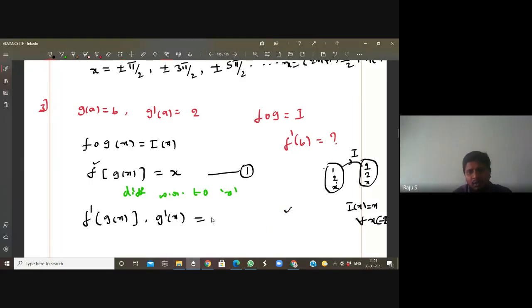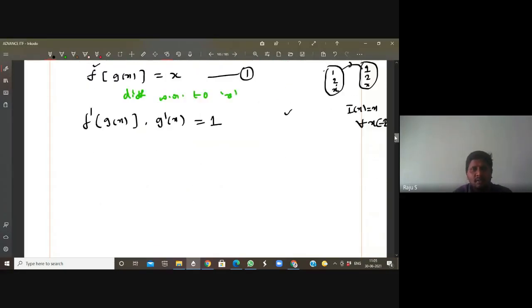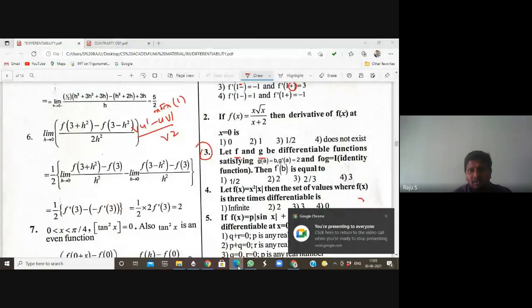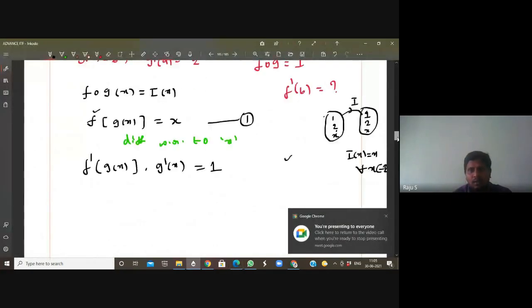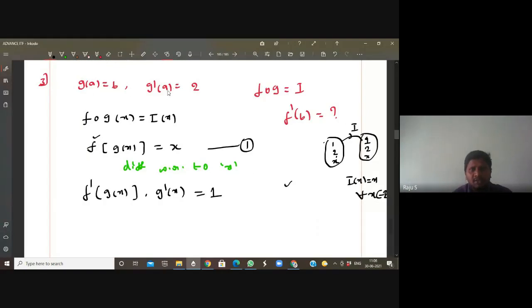This is equal to what? X derivative is 1, right side. LHS derivative is f dash g of x. Now we don't know g of x value, g dash of x value, but we know that g of a and g dash of a clearly. What is the given data? G of a value is b, g dash of a is 2. Now at x is equal to a, substitute in place of x a: f dash of g of a into g dash of a is equal to 1.